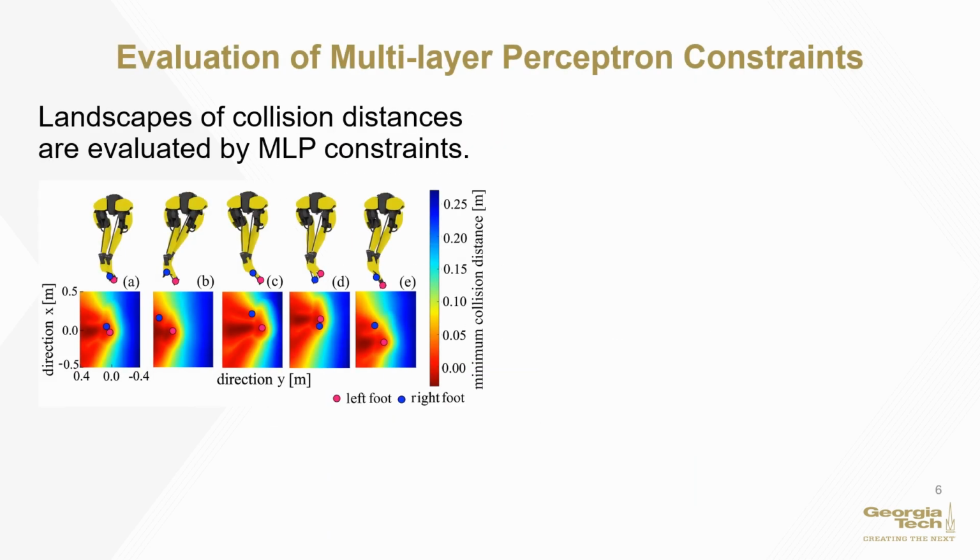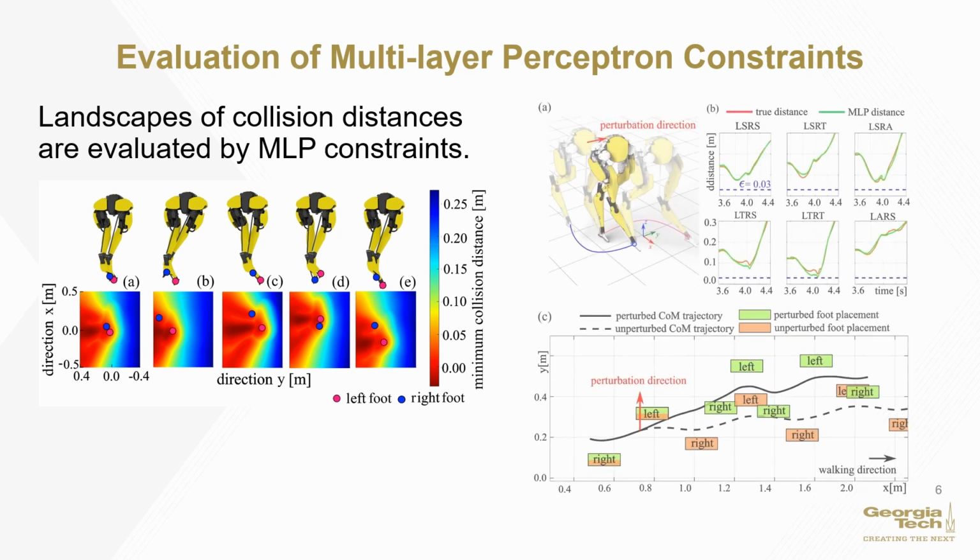We evaluate the MLP constraints by plotting their outputs at 5 distinct stance leg configurations. The landscape shows the collision distance between the 2 legs evaluated by the MLP constraints. Using the proposed MLP constraints, we generate a crossed leg maneuver. The right figure shows that the MLP constraints encode accurate collision distance and ensure the maneuver is safe. The bottom right figure shows the top-down view of the maneuver.